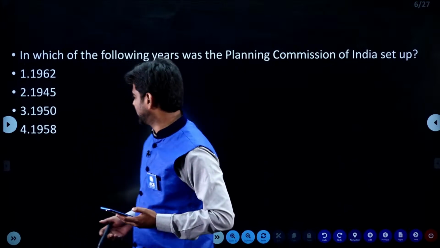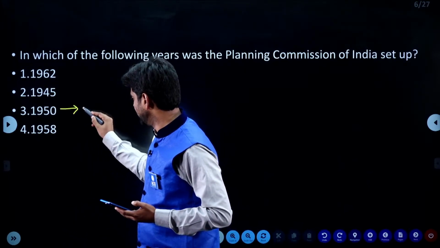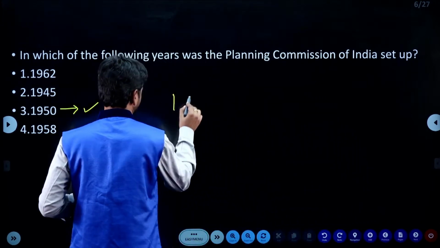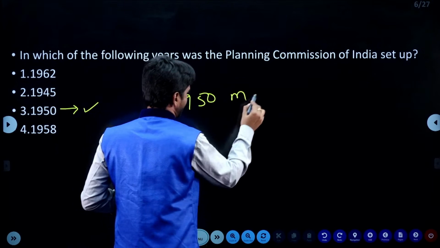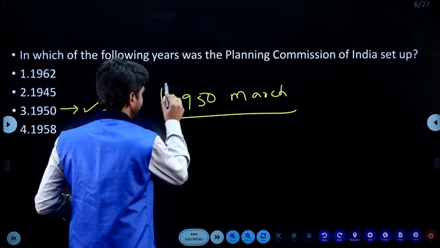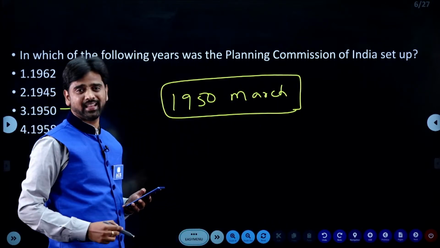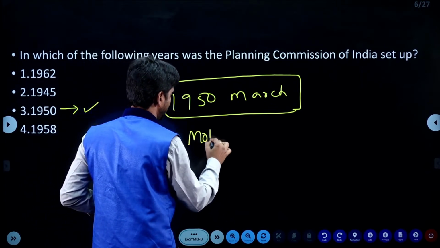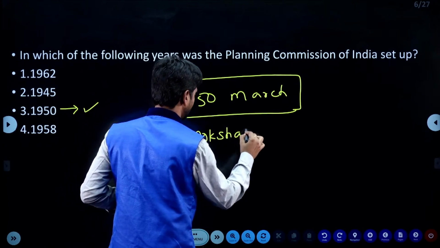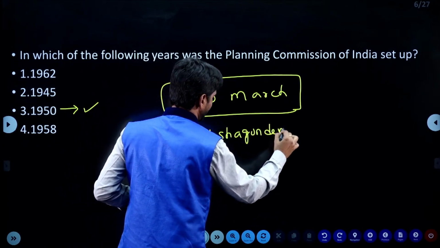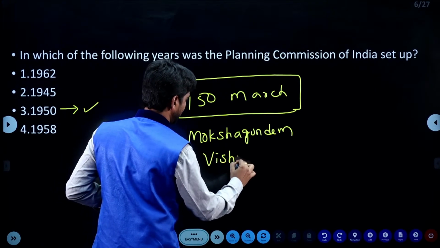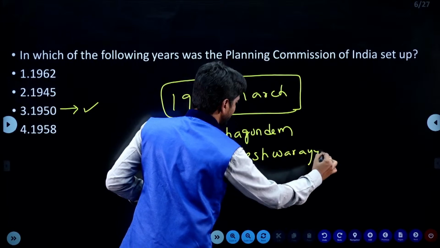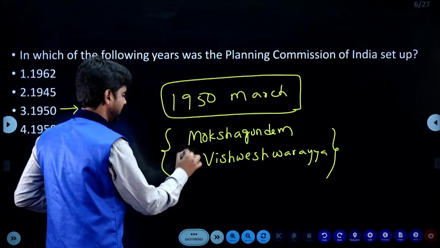The exact answer is 1950. The right answer is 1950. The Planning Commission was constituted in March 1950. And who is known as the father of planning, guys? Mokshagundam Vishveshwaraya. Mokshagundam Vishveshwaraya is known as the father of planning.